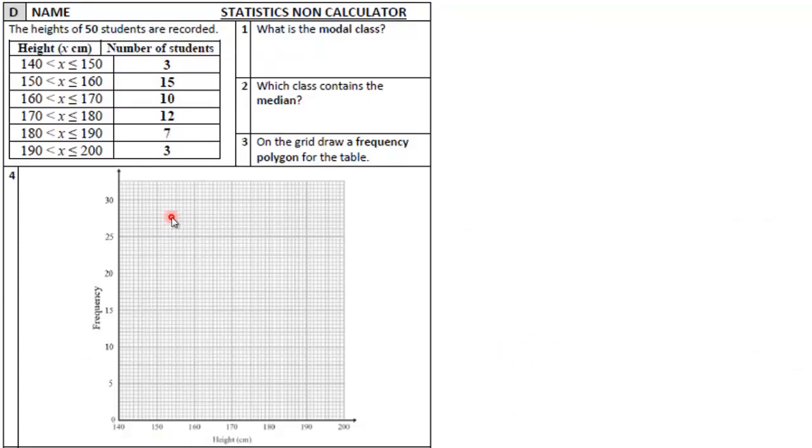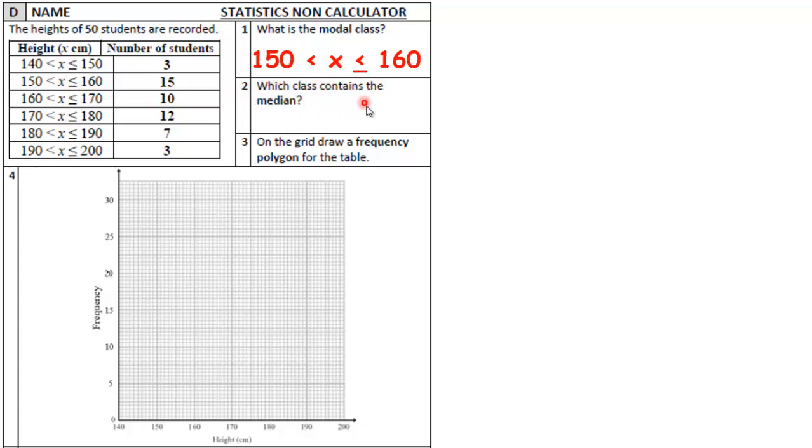Okay, so let's look at the first question. The first question says, what is the modal class? The modal class is the one with the biggest frequency, and in here the biggest frequency is 15, so the modal class is going to be 150 to 160. Write it in exactly like that.